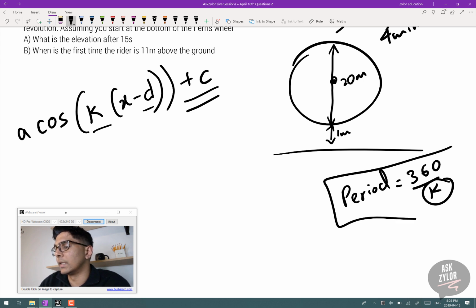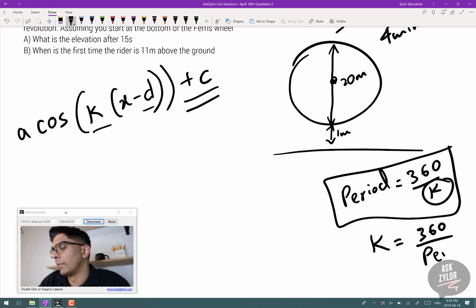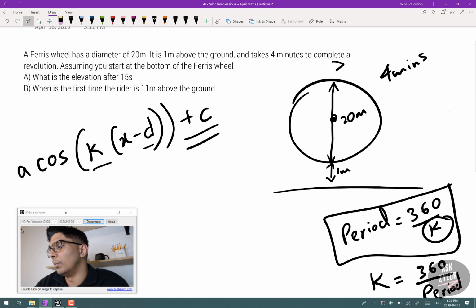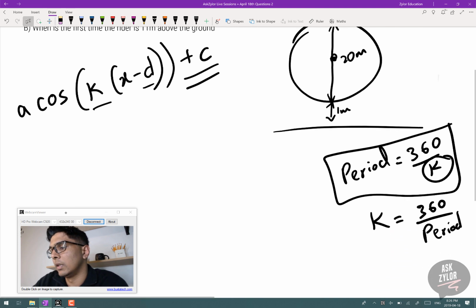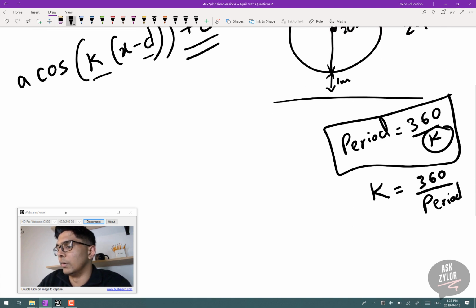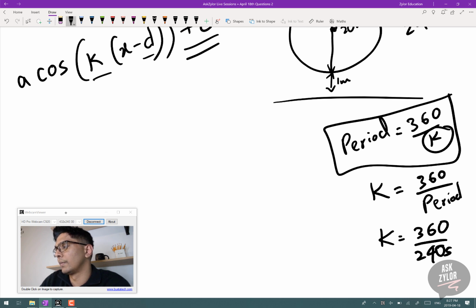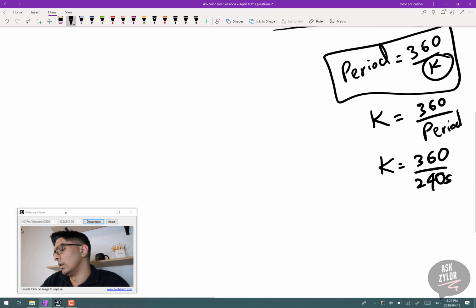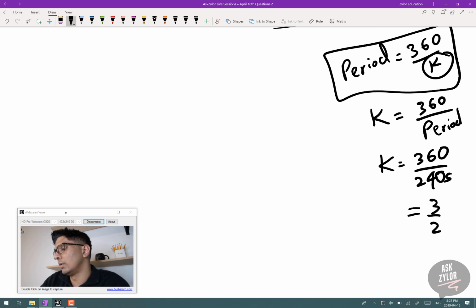So for k, I said my period is 360 over k, so I can find my k by doing 360 divided by my period. My period is going to be, they said 4 minutes. If I wanted it in seconds, I'm going to change the 4 minutes into seconds. So 4 times 60 gives me 240 seconds. So k is equal to 360 divided by 240 seconds. This simplifies to 3 over 2. So that's my k value.